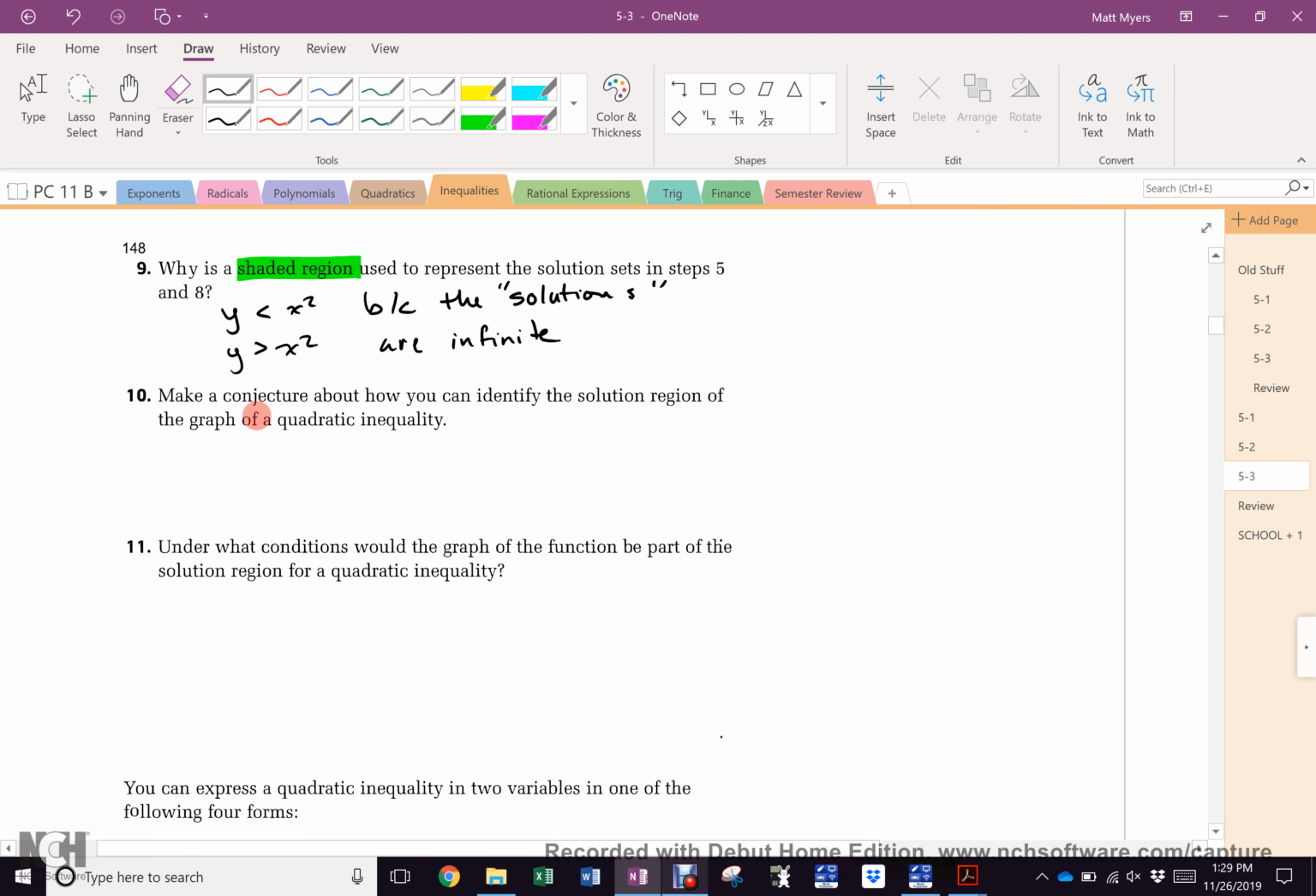Make a conjecture. A conjecture is a guess. How do you identify the solution region? How do you know the solution region? So how do we identify it? The question that I'm actually asking you practically is how do I know where to shade? How do you know where to do the shading, above or below? There's a way to guess. What's the guess? You just saw it twice. There's one hint. Go back a page and look.